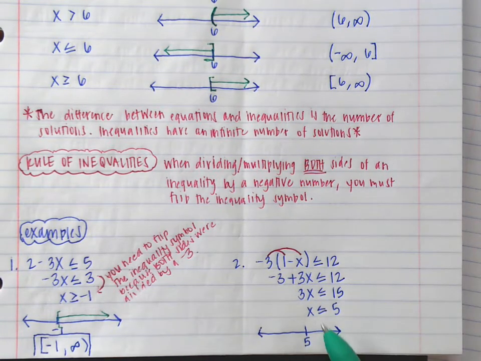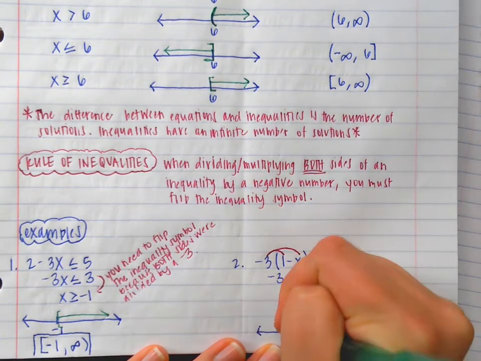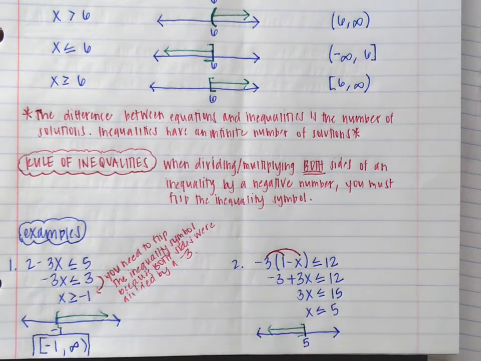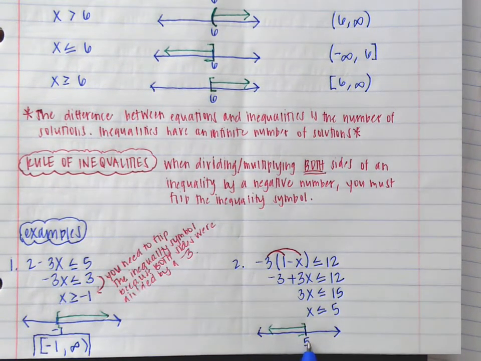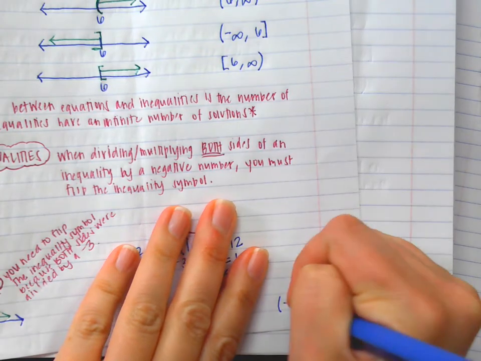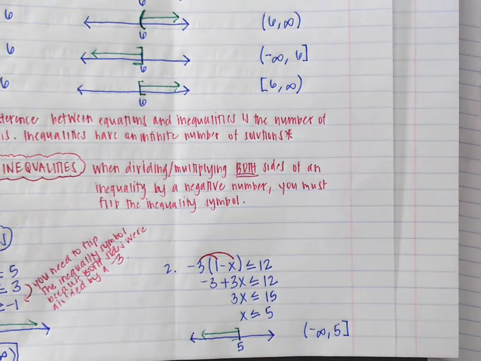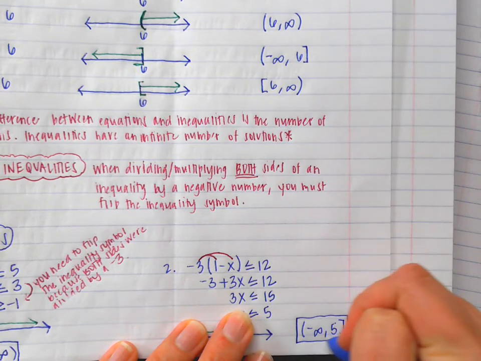So less than or equal to 5, or equal to is that bracket going in the negative direction. So to write it in interval notation, we're going from -infinity to positive 5. Infinity always has a parenthesis. And then the 5, because it's or equal to, has a bracket. And that is my final answer.